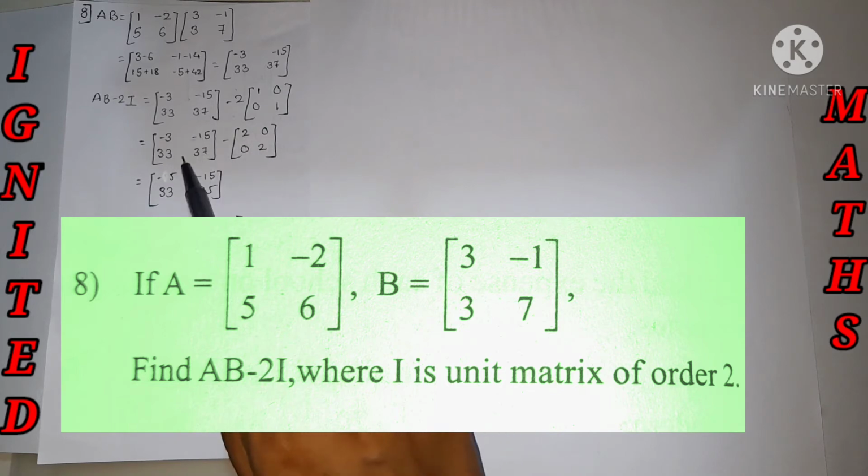Now do the subtraction between the matrices. That is nothing but matrix subtraction. Minus 3 minus 2, that is nothing but minus 5. Minus 15 minus 0, minus 15. 33 minus 0, 33. 37 minus 2, 35. We have done with the 8th sum, and we have got the answer.